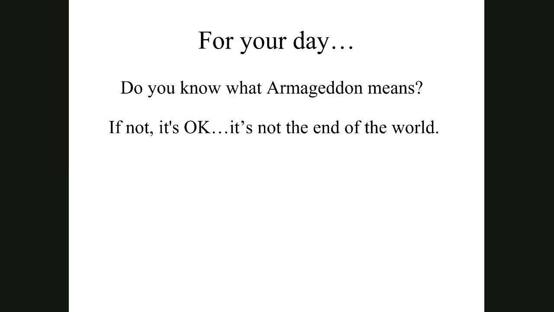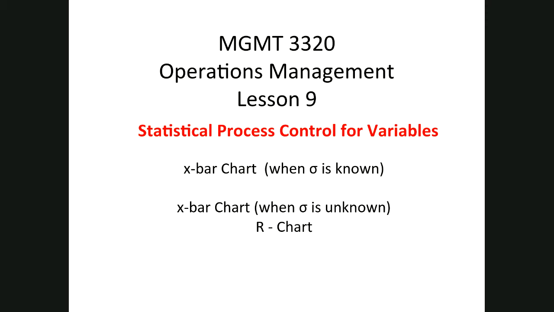All right, for this lesson, lesson 9, today we're going to talk about, again, statistical process control, although this time we're going to continue to build control charts. We're going to look at 3 different control charts today, and they're going to be the following. We're going to build an X-bar chart, or an average chart, for the case where the standard deviation is known.